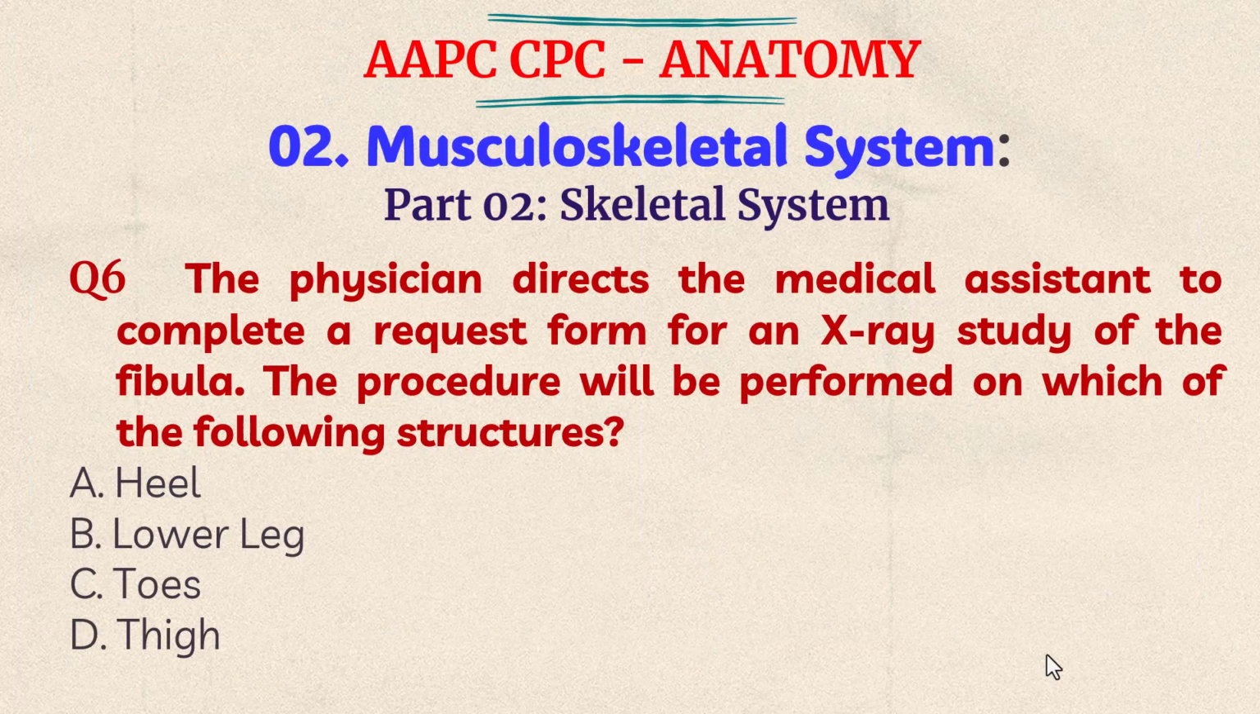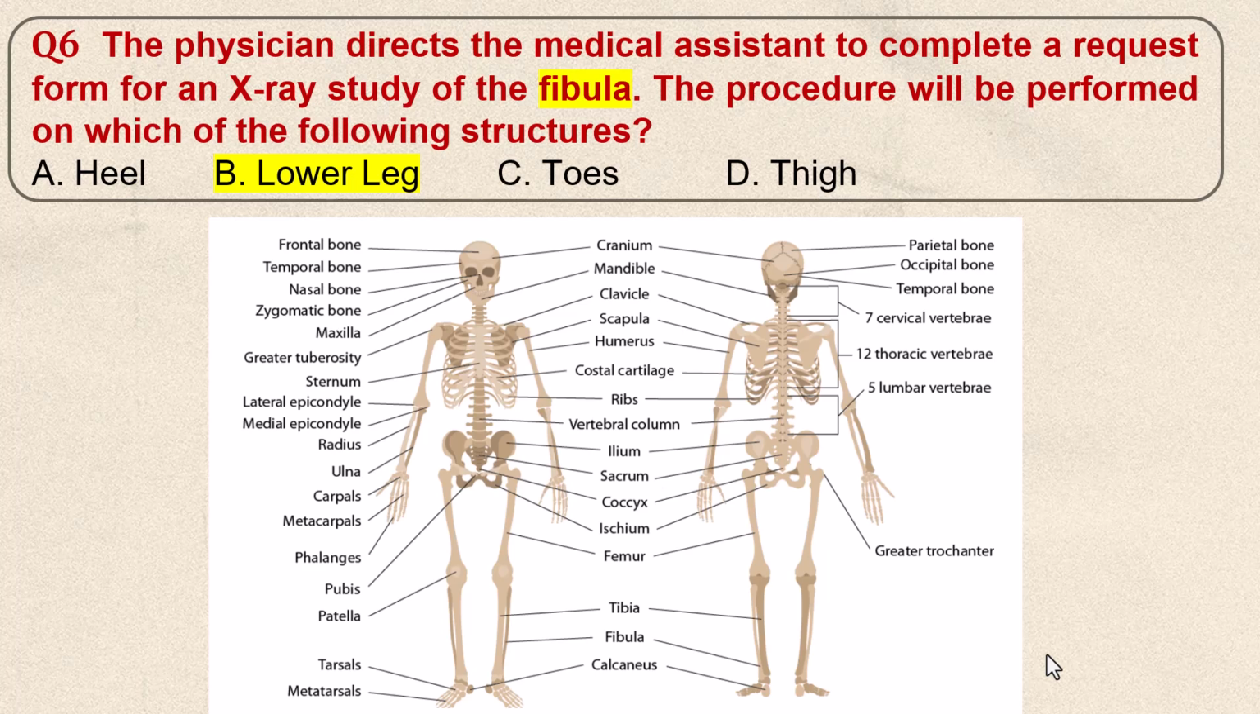Question number 6. The physician directs the medical assistant to complete a request form for an X-ray study of the fibula. The procedure will be performed on which of the following structures? A. Heel, B. Lower leg, C. Toes, D. Thigh. Think the answer. The correct answer is, fibula is in the lower leg.